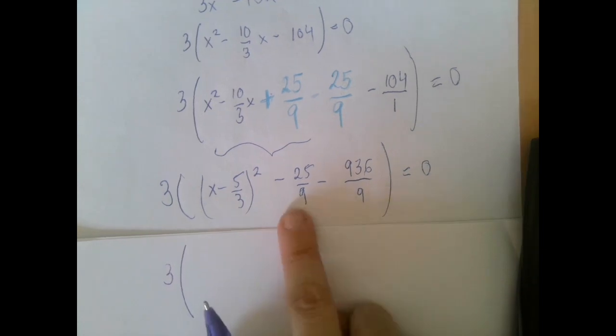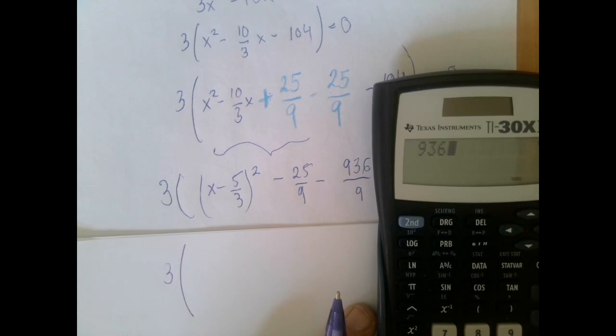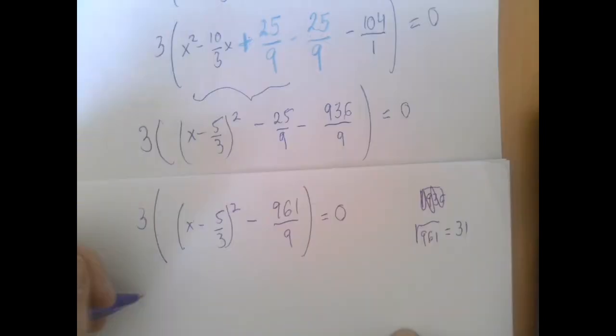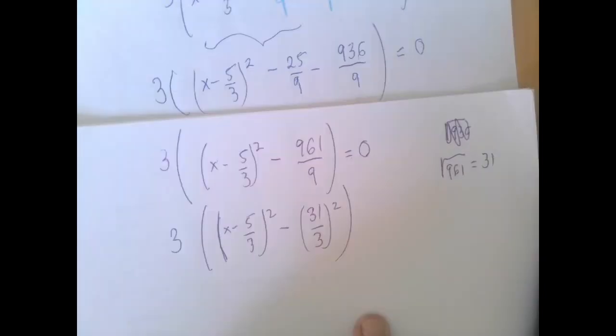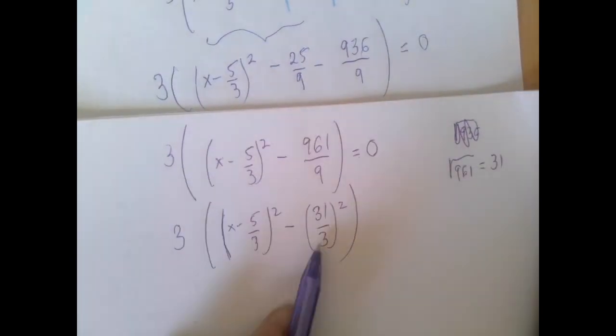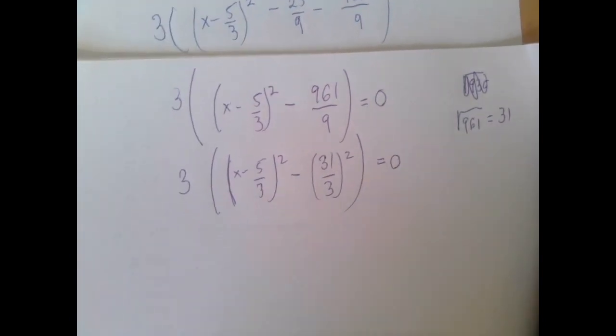So now we're just going to combine these last two numbers. We're subtracting both, which means we're adding the absolute values. So if we add 936 plus 25, 961. So we have x minus 5 over 3 squared minus 961 ninths. Square root of 961 is 31. You don't have to be this detailed, I just want you to have every step. So if a fraction looks like a square divided by a square, then take the square roots and that's the square root. And now we are ready to factor via the difference of squares theorem.